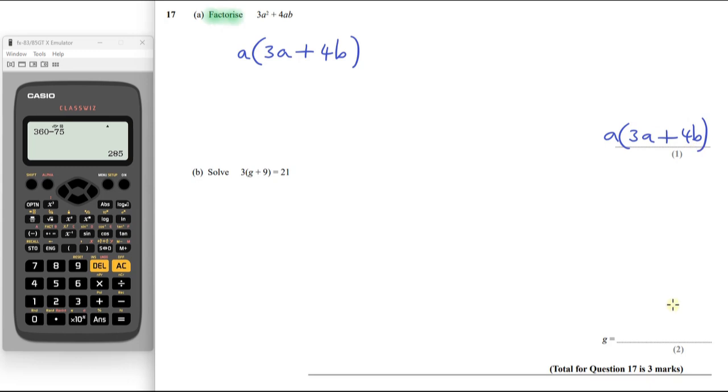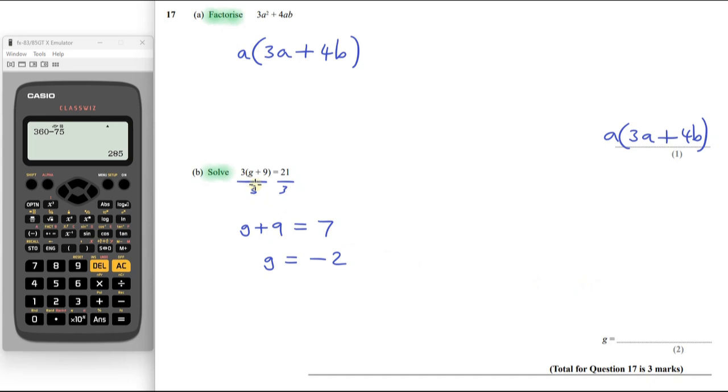Now let's turn our attention to part b. This time we need to solve. There are a few ways you could solve this. You could expand the brackets, but what I'm going to do is, I can see that we're multiplying everything in here by 3. So to get rid of this 3, I can divide both sides by 3. If I divide this side by 3, we're just left with g plus 9. And if I divide the right hand side by 3, 21 divided by 3 is 7. And then to get g on its own, I can subtract 9 from both sides. So we'll be left with g is equal to -2.